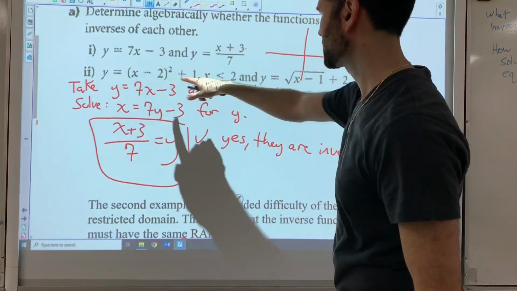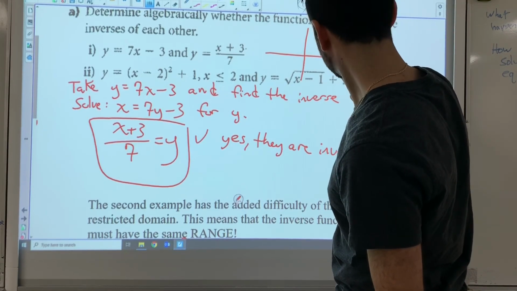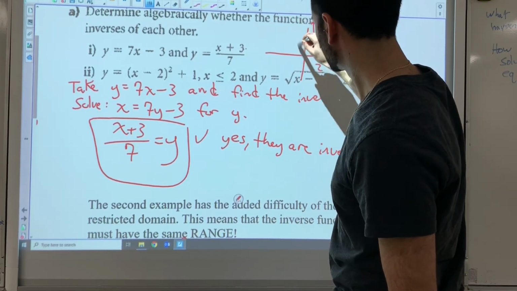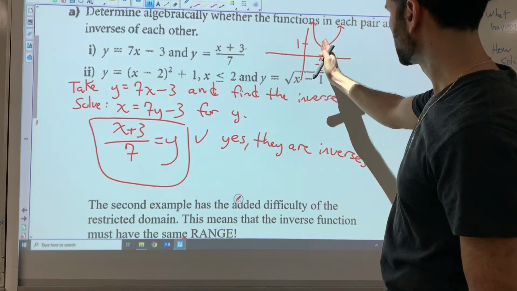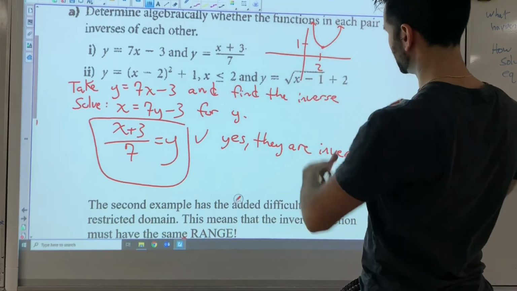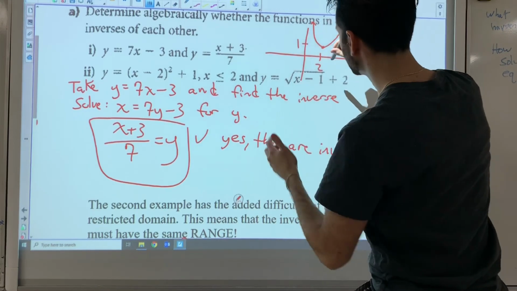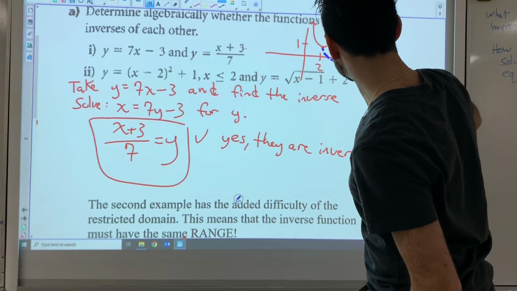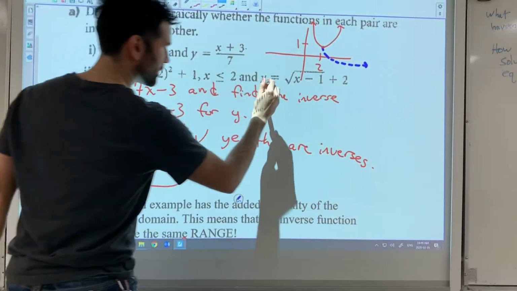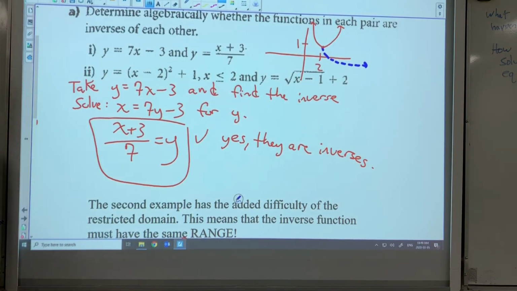Oh, that sucks, because then we have to graph this. So where's the vertex? 2, 1. So it would be like this. There's 2, 1. x less than 2 would be this branch, which when we reflect over that line would be, what would it look like? That would be the part that goes like that. So does that equation correspond to this? No, it doesn't. You guys get it?